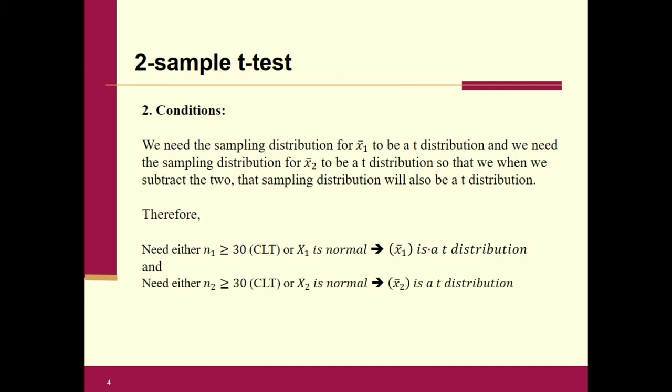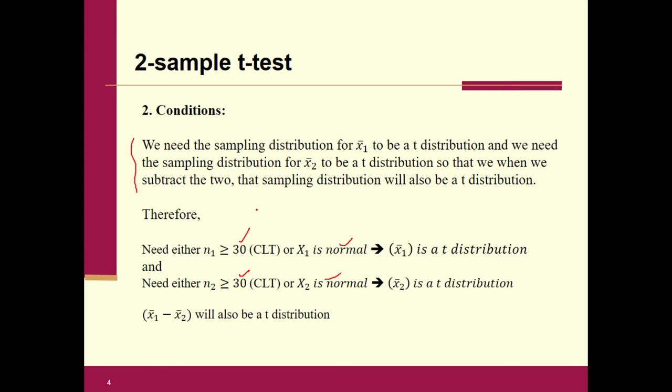And we need exactly the same thing for the second one, so that the sampling distribution of x bar 2 is a t-distribution. As long as you have either this or that, and you have either this or that, that means both of these distributions are a t-distribution. So when you do the subtraction between the two, it will also be a t-distribution. That's basically what I said in words up here.